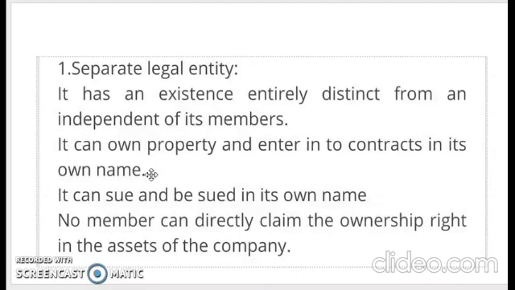A company has an independent existence apart from its members, like उसके members के अलावा उसका अपना भी एक वजूद है, ऐसा आप कह सकते हैं. This was confirmed by the House of Lords in the famous case of Salomon versus Salomon Company Limited. Its assets belong to the company, not to its members. The company and its members can sue each other.